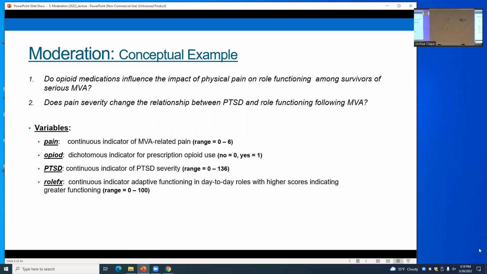We've got the second question here. Does pain severity change the nature of the relationship between PTSD and role functioning? So PTSD is associated with poor functioning. Does it matter the severity of pain that I'm experiencing, right? Is the association between PTSD and functioning contingent on physical pain that I've developed since this accident? Okay, so we've got a couple of moderation questions, same set of variables, but we're just going to reconfigure this regression model and start asking some potentially more interesting questions.